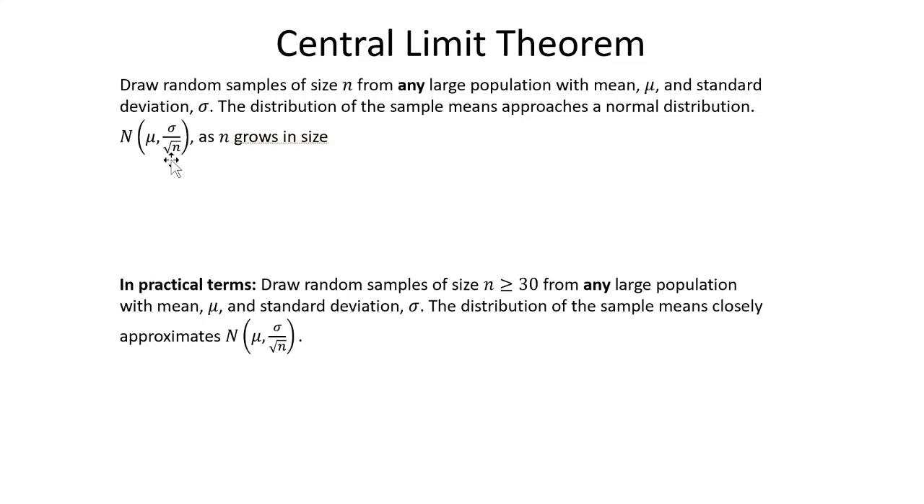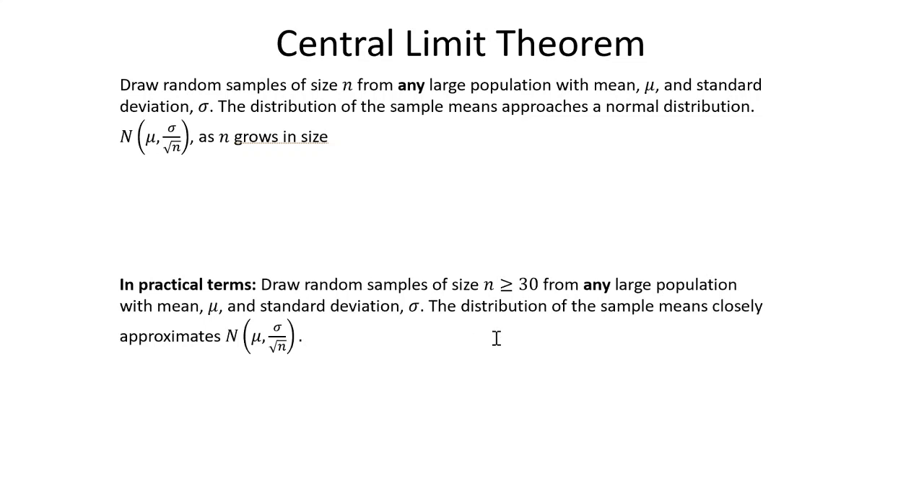Now, for most probability problems, we need to know that the distribution is normal. So when is n big enough for the distribution to be normal? In practical terms, we say when n is greater than 30. So we're going to draw random samples of size n greater than or equal to 30 from any large population with mean mu and a standard deviation sigma. The distribution of sample means closely approximates the normal curve with a mean of mu and a standard deviation of sigma divided by the square root of n.